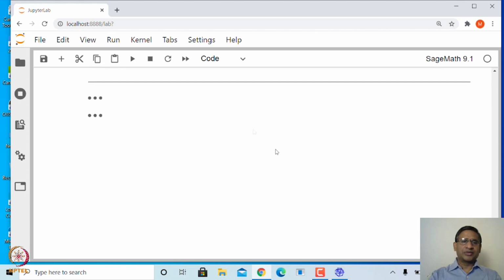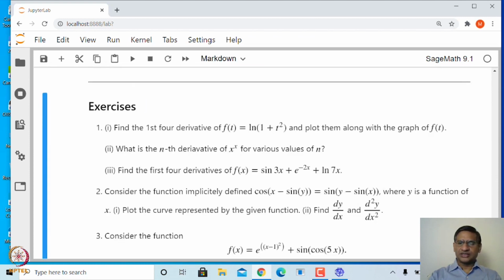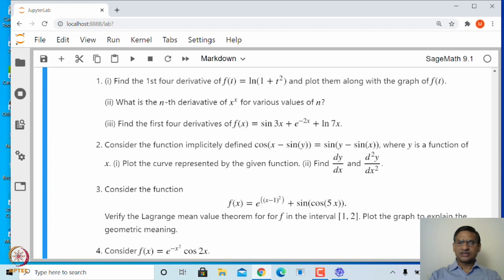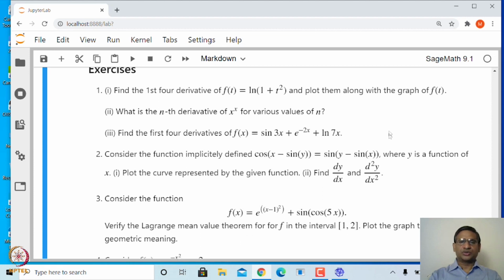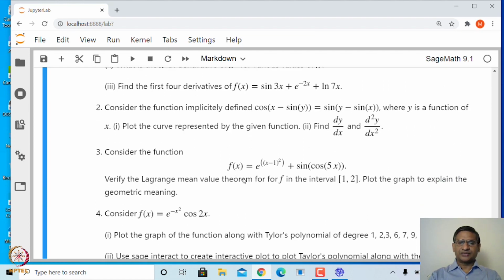Okay. At the end, let me leave you with a few exercises. The first exercise is to find the first derivative of this function and plot its graph along with the graph of the function, and for various values of n. Then find the derivative of x to the power x. Then the third one is, look at this function, find the first 4 derivatives, then look at this implicitly defined function, find the first derivative and second derivative.